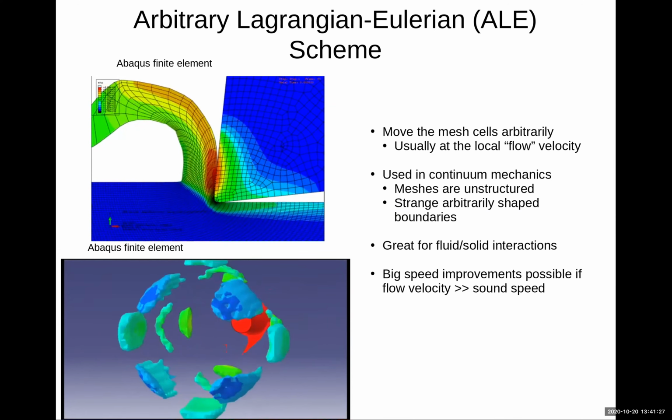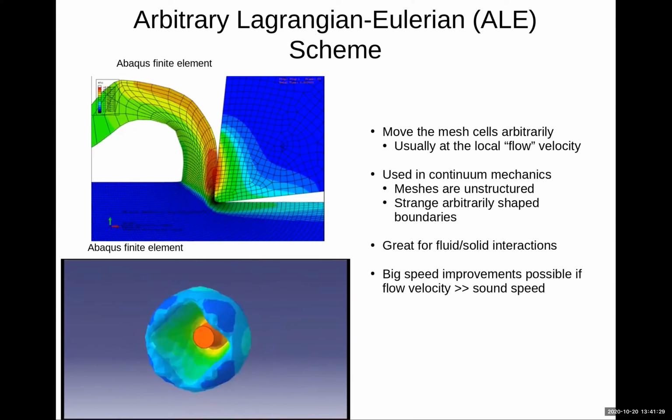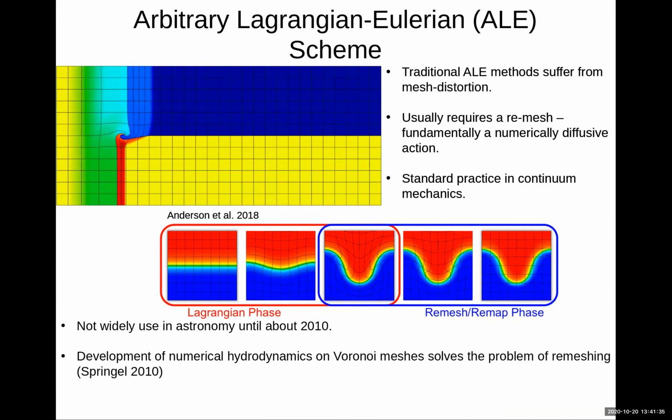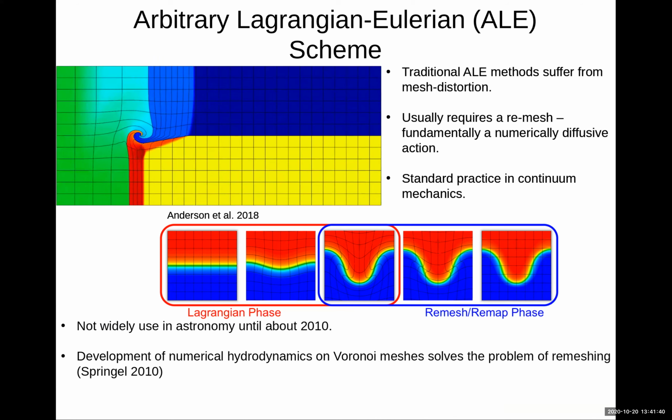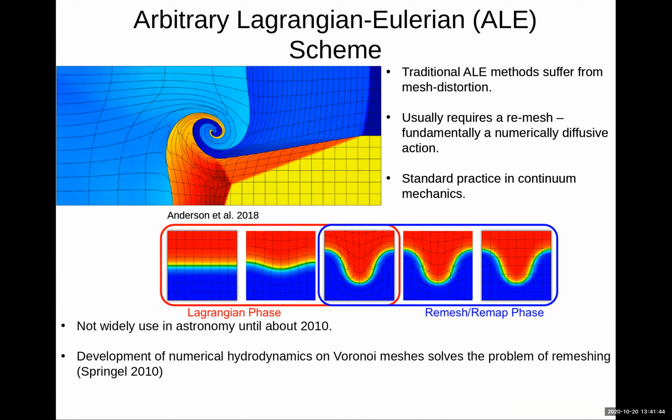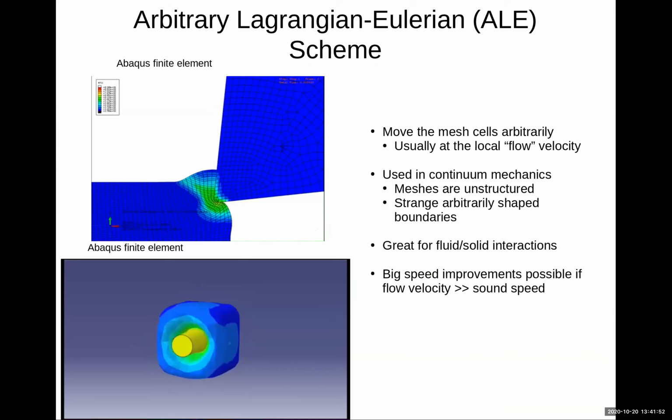And if you do it right, sometimes there are big speed improvements, especially if the flow velocity is much, much higher than the local sound velocity, right? So I didn't realize this until I started working on this topic, but the arbitrary Lagrangian-Eulerian scheme is used heavily in the defense industry, like tremendously so, right? So I'll show you a few pictures again.